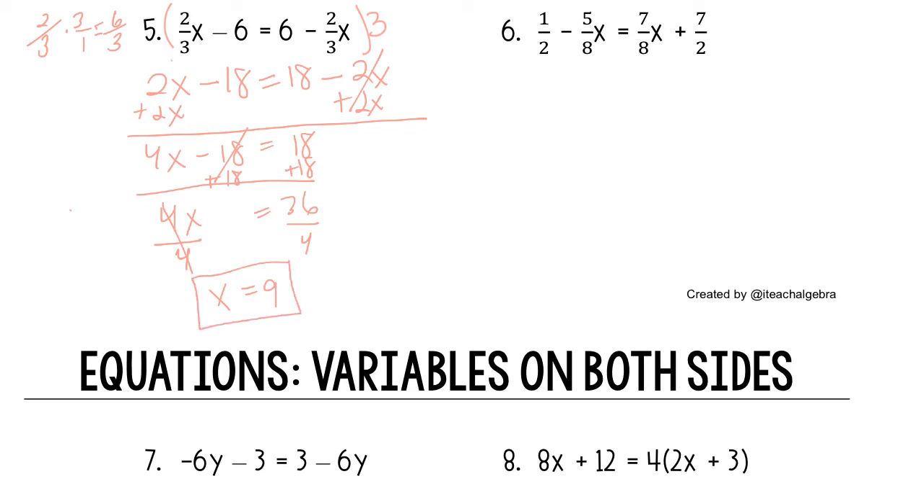Pause it here. Try the next one on your own. It looks scary. Find the common denominator. You can do it. Okay, what's the common denominator? It's 8. Multiply everything by 8.